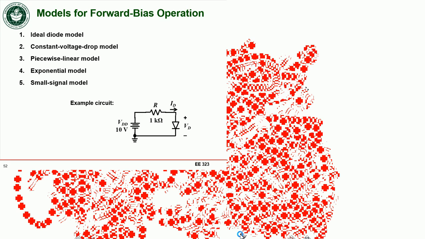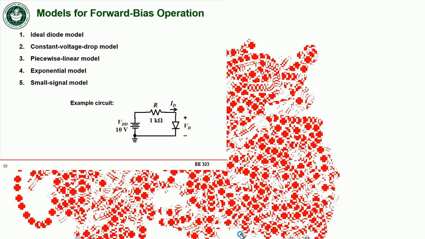And we'll look at these other models as well, and we'll compare how accurate they are using this example circuit. Okay, so we'll just have a 10 volt DC source hooked up to a 1 kilo ohm resistor and then hooked up to our diode. And we'll use these different models to calculate what the diode current will be and what the diode voltage will be.